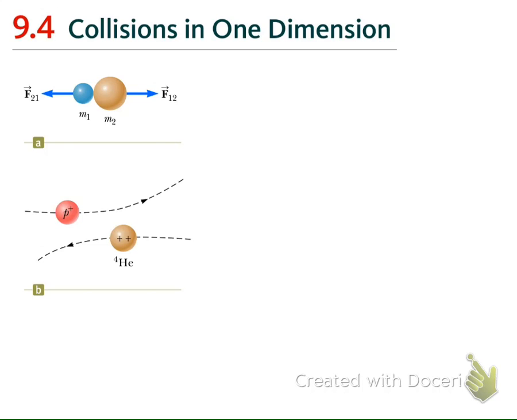In the second example, there is no physical contact in this situation, but we also call this a collision because the interaction between two objects changes the course of motion of the objects.